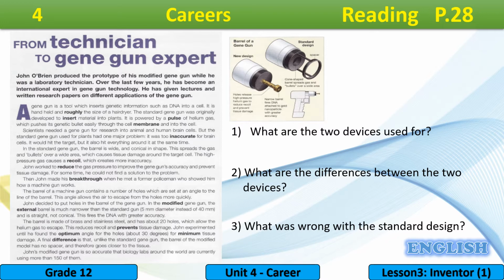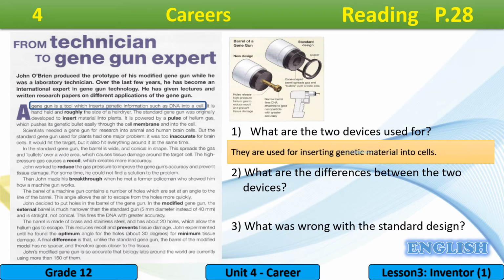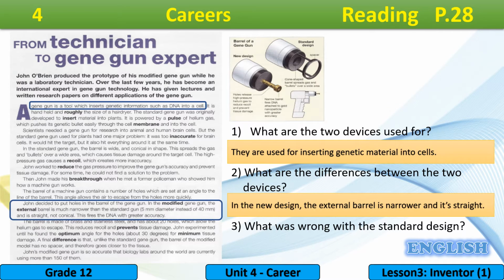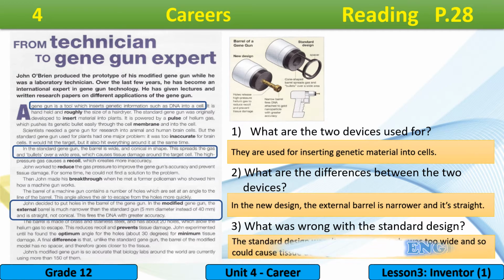Now, the answers for the questions. Number 1, the two devices are used for inserting genetic material into cells, as you can see in line number 1. The answer to question number 2, in the new design, the external barrel is narrower and it is straight. And the answer to the last question is, the standard design was not accurate enough, was too wide, and so could cause tissue damage. Well done, dear students.